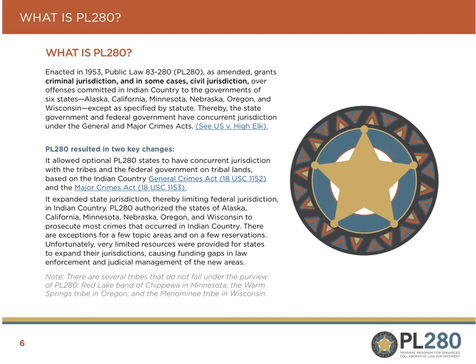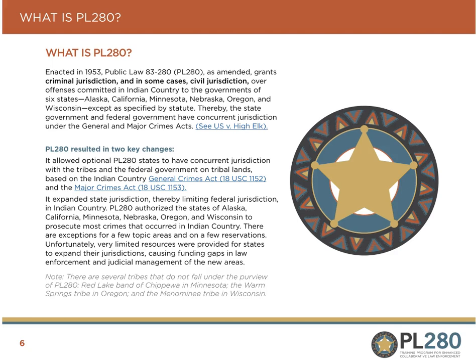Now that important key terms have been defined, let's answer the question, what is PL280? Enacted in 1953, PL280, as amended, grants criminal jurisdiction, and in some cases civil jurisdiction, over offenses committed in Indian country to the governments of 6 states, Alaska, California, Minnesota, Nebraska, Oregon, and Wisconsin, except as specified by statute. Thereby, the state government and federal government have concurrent jurisdiction under the General and Major Crimes Acts.